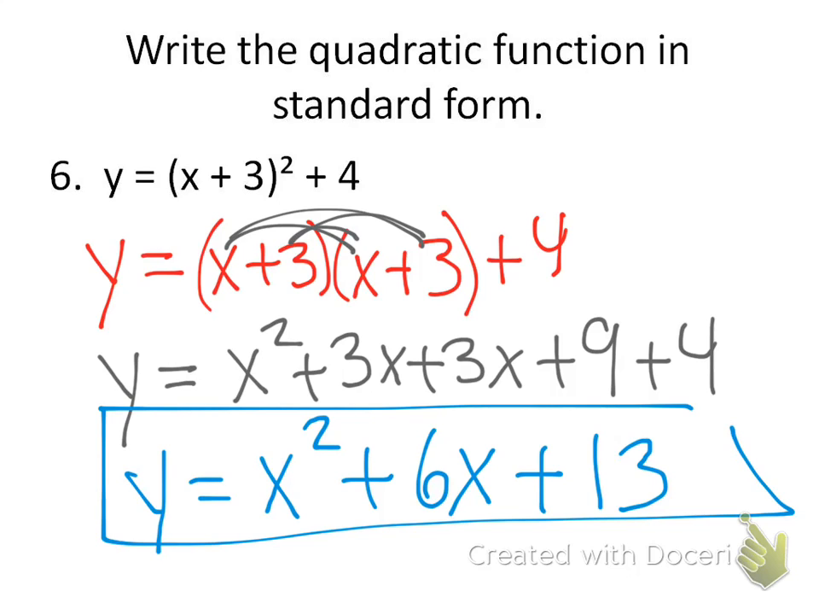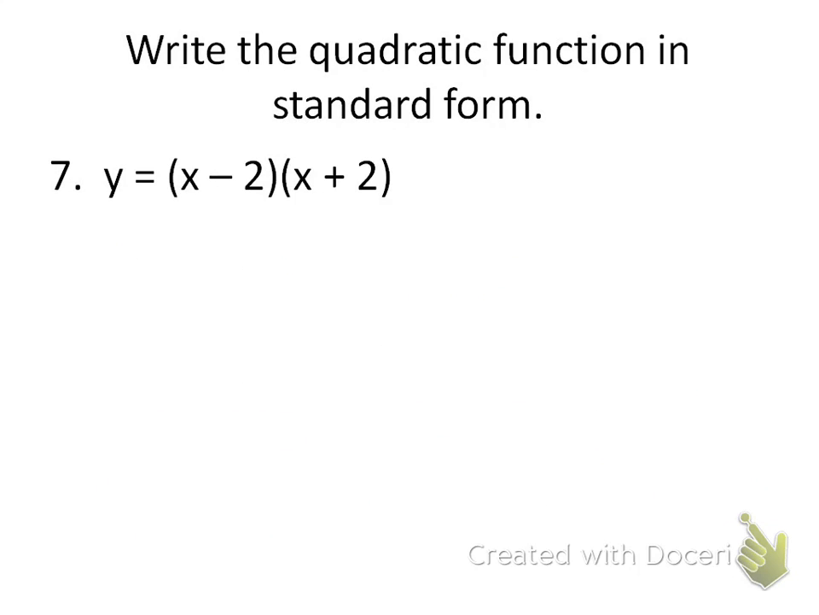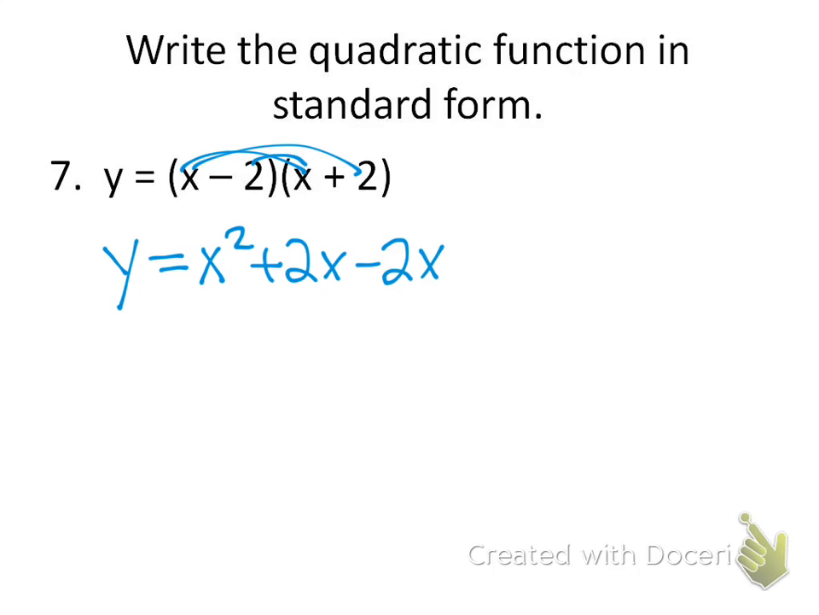What are your questions here? None? Here's another one. This one's in intercept form. Again, I wanted to get into standard form, so I want the x squared term, then an x term, then a constant. Ideas? Double distribute again. X squared plus 2x minus 2x minus 4.